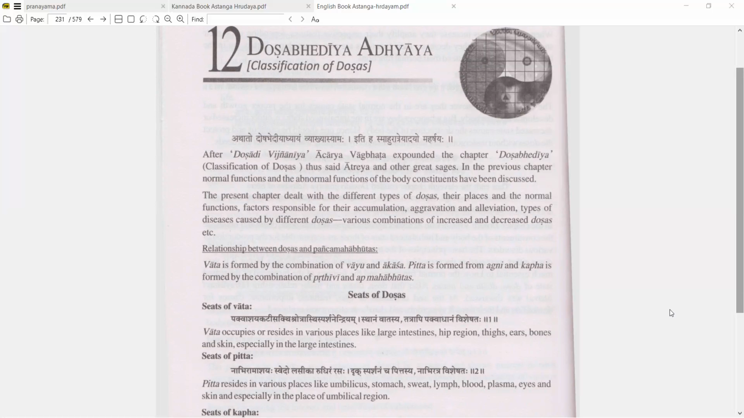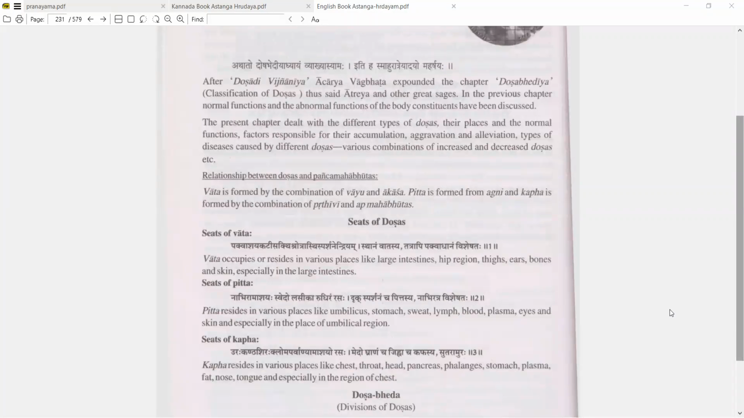The present chapter dealt with the different types of doshas, their places and the normal functions, factors responsible for their accumulation, aggravation, and elevation, types of diseases caused by different doshas, various combinations of increased and decreased doshas, etc. Relationship between doshas and Panchamahabhutas. Vata is formed by the combination of Vayu and Akasha. Pitta is formed from Agni. Kapha is formed by the combination of Prithvi and Ap Mahabhutas.